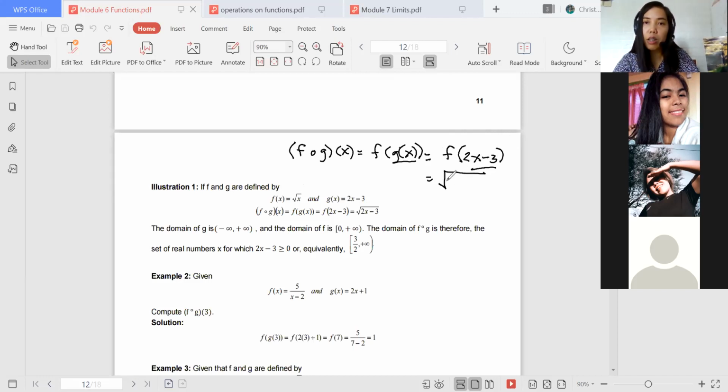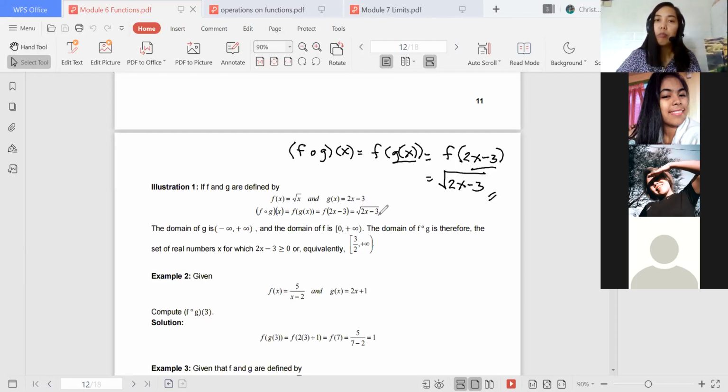But now your x is 2x minus 3. That's it. That is f composite g. Okay, the domain of g, this is a linear function, and we know that the domain for a linear function is the set of real numbers. And the domain of f, this is a square root function, and for the square root of x, the lowest value that we can have for x is 0, and 0 is included. That's why the domain for f is 0 to positive infinity.